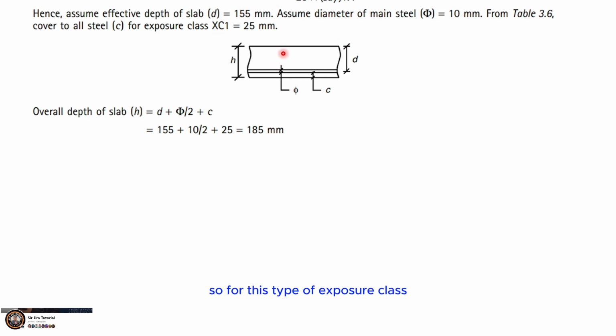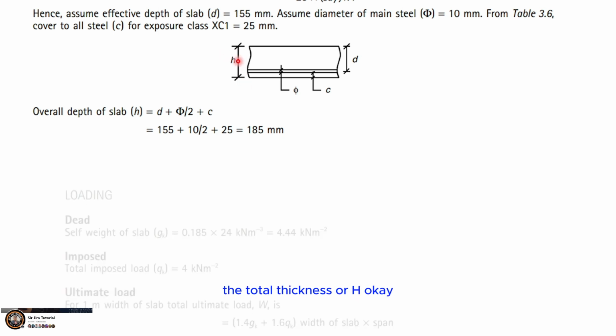For this type of exposure class, we can have the concrete cover of 25 millimeters. So the total depth or the total thickness is just d plus 1/2 of the diameter of the reinforcement. For the slab, the minimum main reinforcement diameter is 10 millimeter. So just have 1/2 of it, and then the concrete cover, which is 25, meaning you can come up with this 185 millimeter, the total thickness or depth.